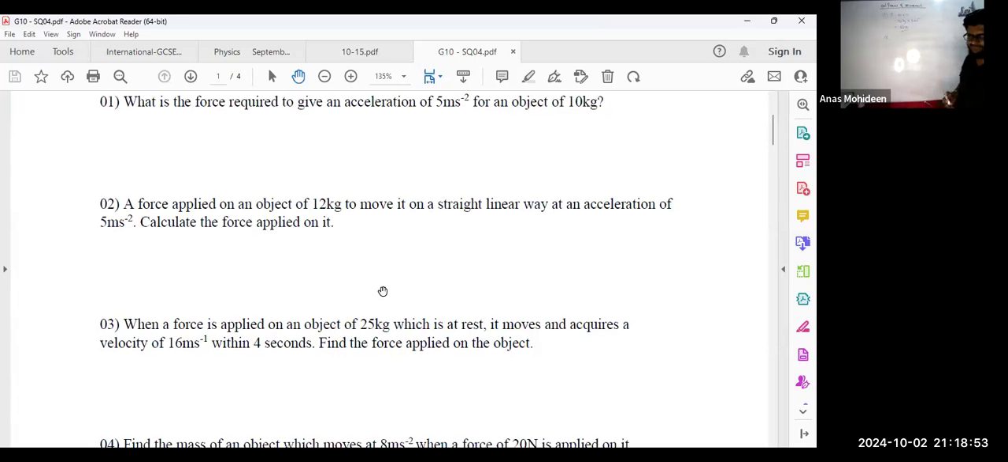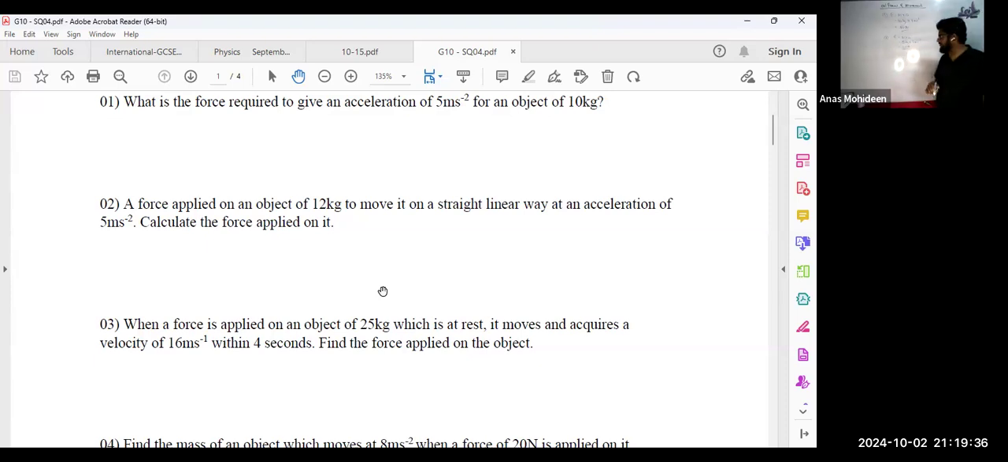Can I have the second question? A force applied on an object of 12 kg to move it in a straight line at an acceleration of 5. Calculate the force. So simply, how much is the force? F is equal to m into a. How much is the mass given? 12 kg. Acceleration given? 5 m/s². 12 into 5, 60, and 60 newton. With the unit you have to give.